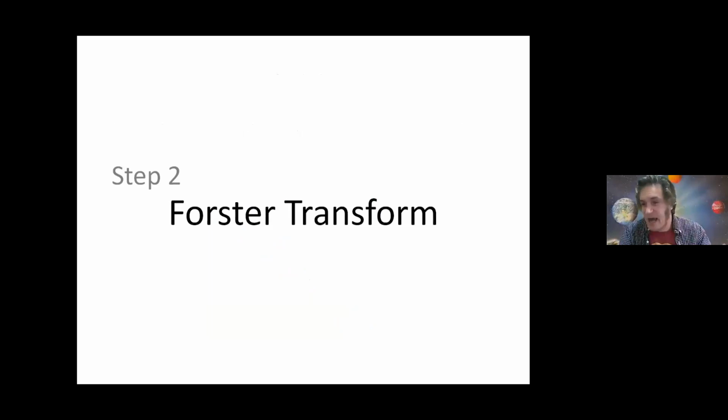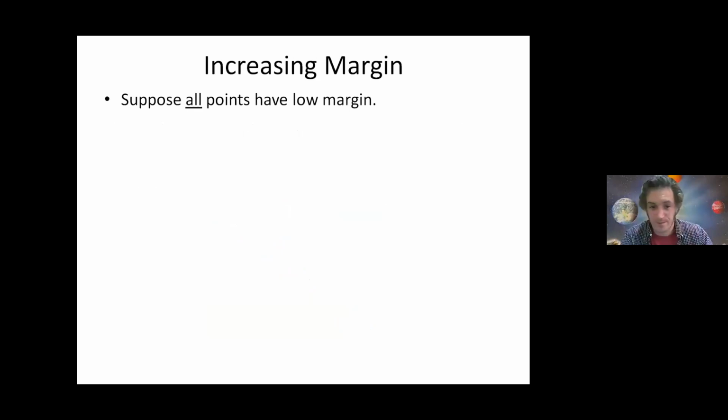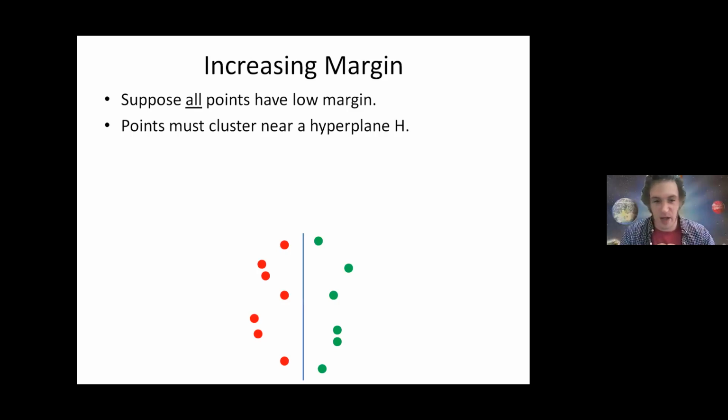And so the second step is we're going to use this idea of a Forster transform to try and reduce to the case where we at least have some points of high margin. And the basic idea is, we have this bad case where our points have low margin. Let's really think about the worst examples of this. What happens if literally all of our points have incredibly small margin? They're exponentially close to this unknown hyperplane. And so all of our points cluster really close to this hyperplane H.